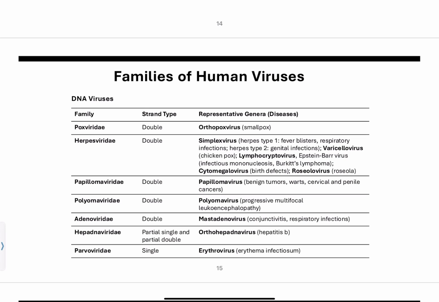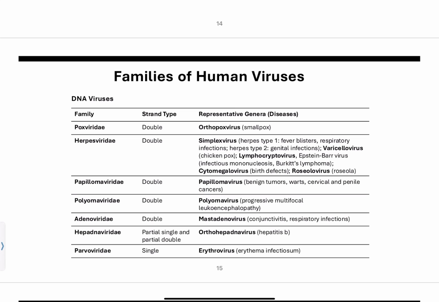These are just tables giving you examples of the family and the representative genera. I don't really want you to know all of them, but there are a couple I do want to point out, and these would be the ones that I would focus on. This slide is showing you DNA viruses. Remember, DNA viruses tend to have more stable genomes than RNA viruses. That means slower mutation rates and somewhat more predictable disease patterns.